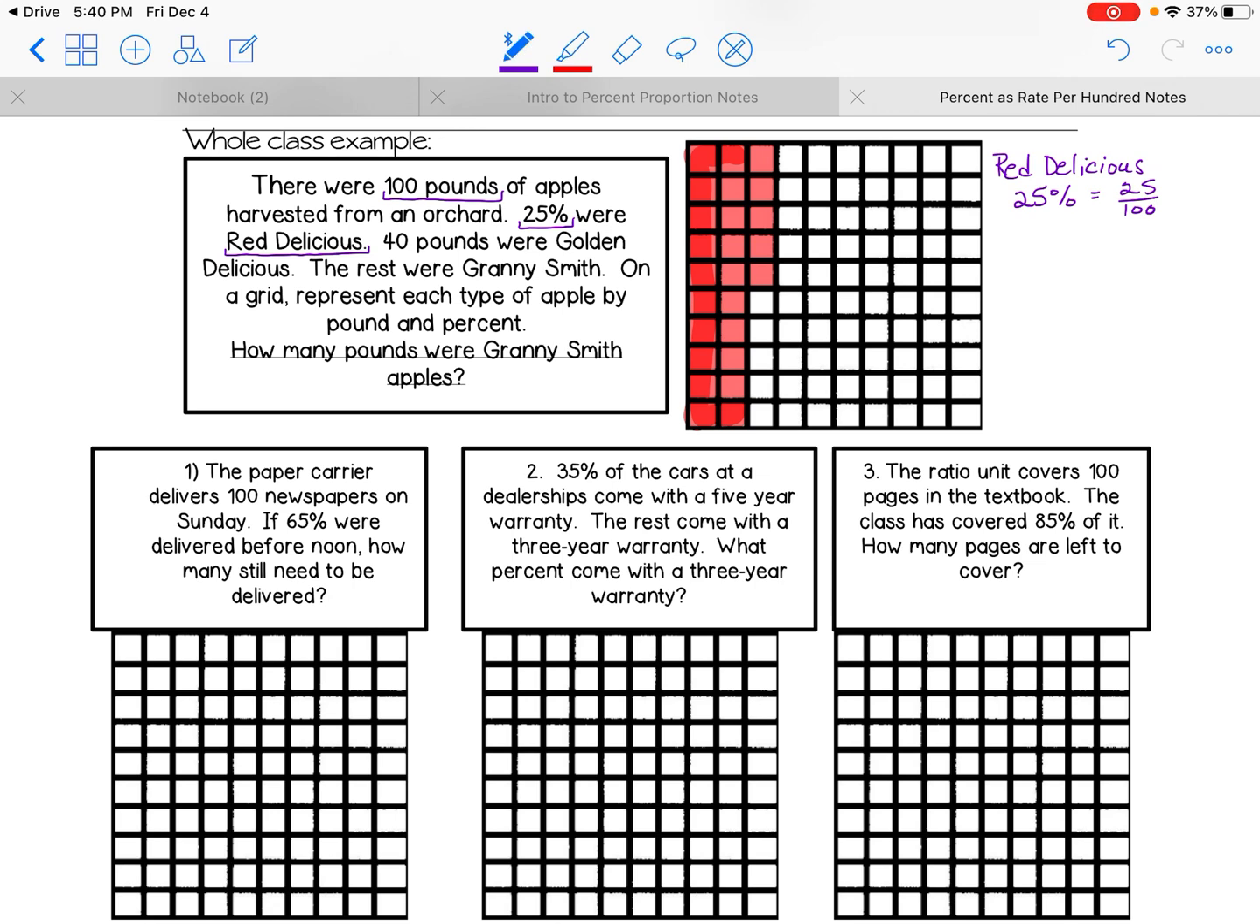Okay. So now let's go to the next part of what it said. It said that 40 pounds were Golden Delicious. Okay, so we want to label that over here. In the Golden Delicious, there were 40 pounds. Now, back in the beginning, it told us that total we had 100 pounds of apples. So if we have 40 pounds out of 100 pounds, then that means 40%. So we can shade 40% on our grid over here.